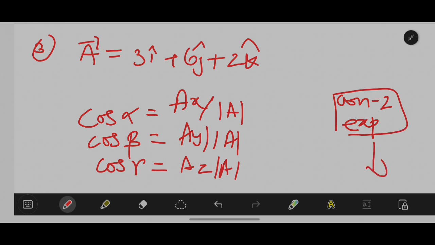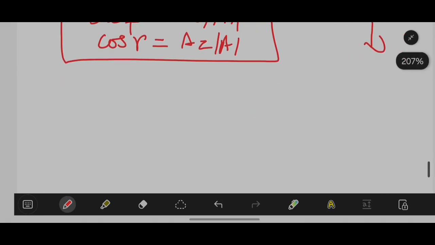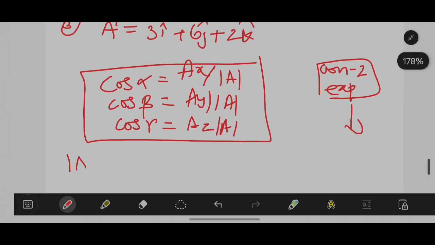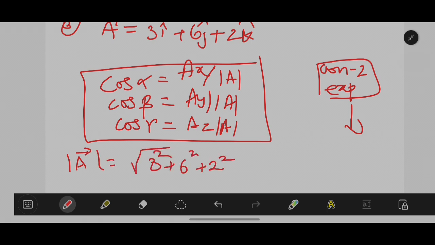Check that in the description. So what you have to do here is find out the magnitude of a, which you don't have. ax is nothing but 3, ay is nothing but 6, and az is nothing but 2. So these things you can easily understand. Let us find the magnitude of a. Magnitude of a vector is nothing but root of 3 square plus 6 square plus 2 square. That is root of 9 plus 36 plus 4, which is root of 49, that is 7.